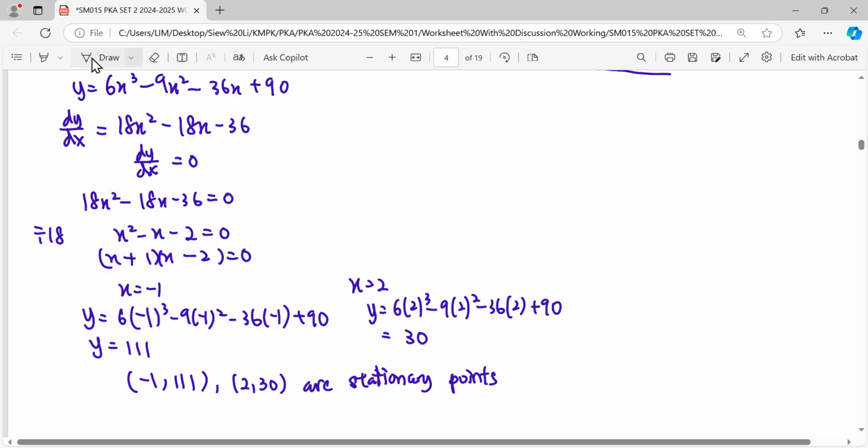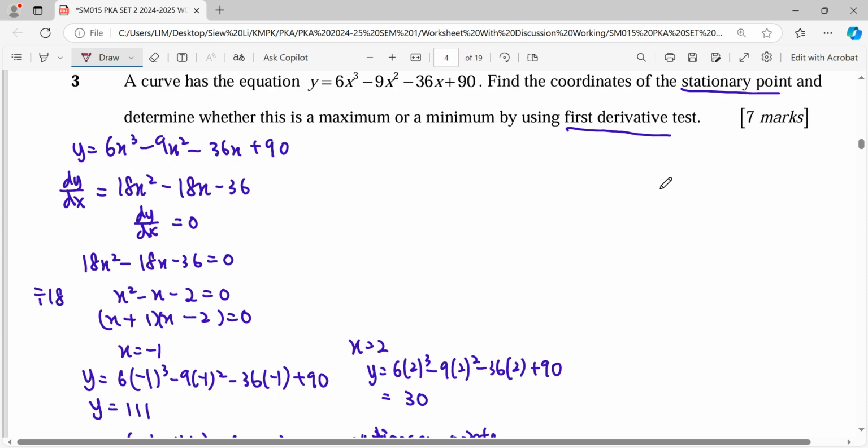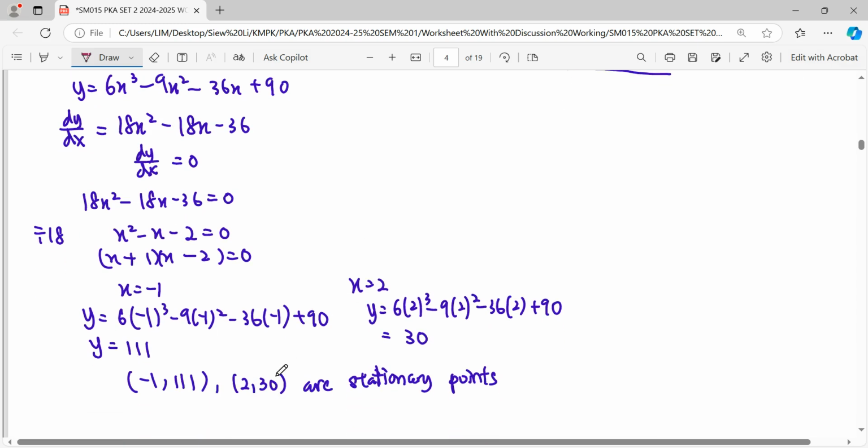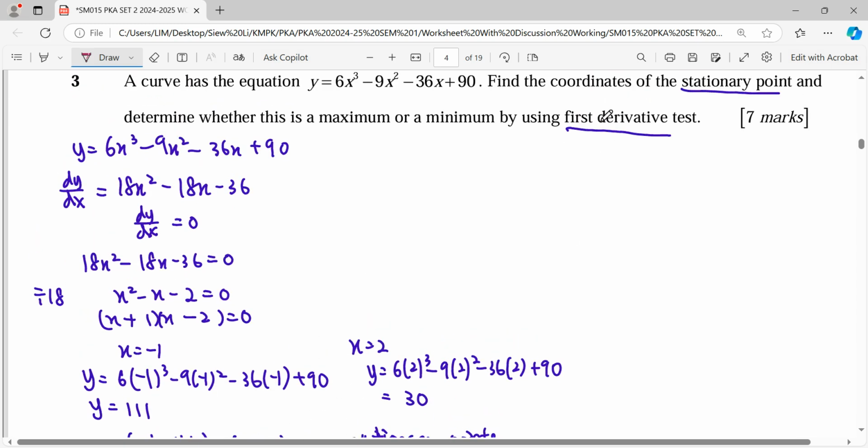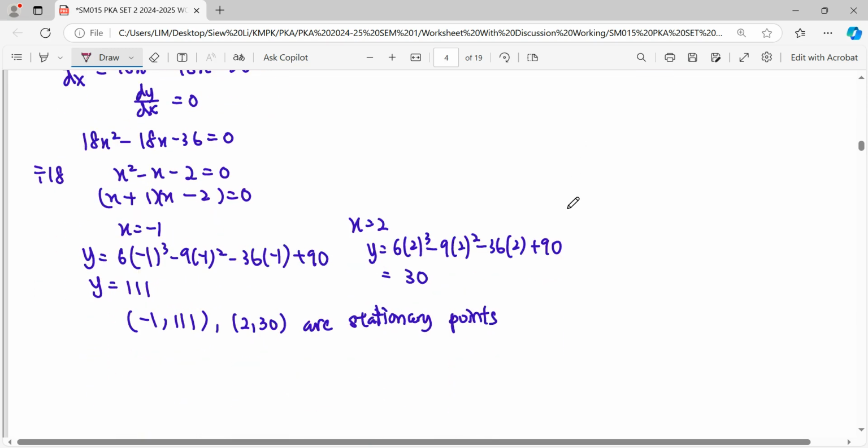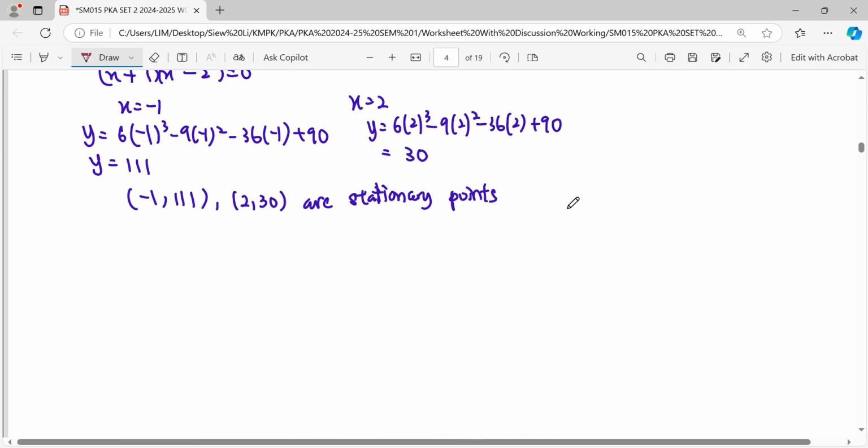Then to continue this, to determine whether it is a maximum or minimum, we are using the first derivative test. So we no longer can use the second derivative test. We have to follow the question. So to do the first derivative test, we need a table.